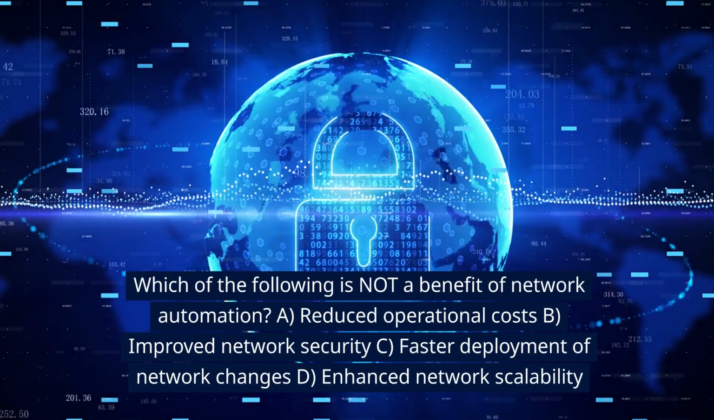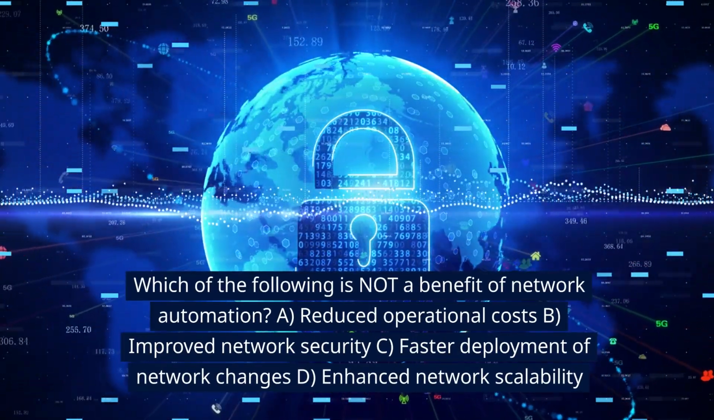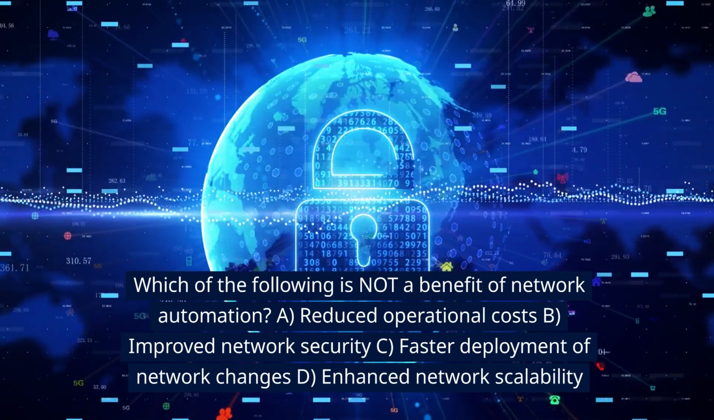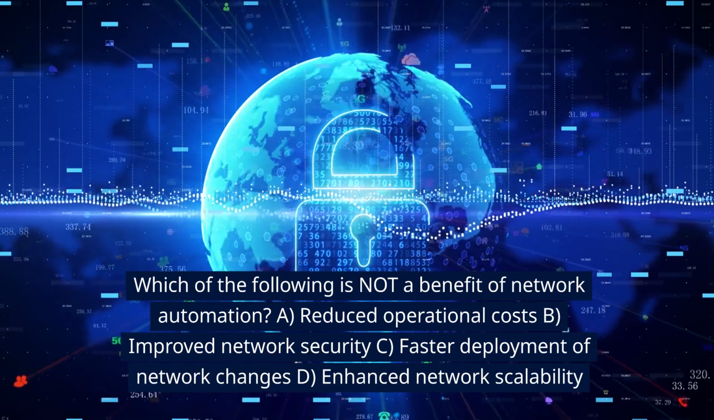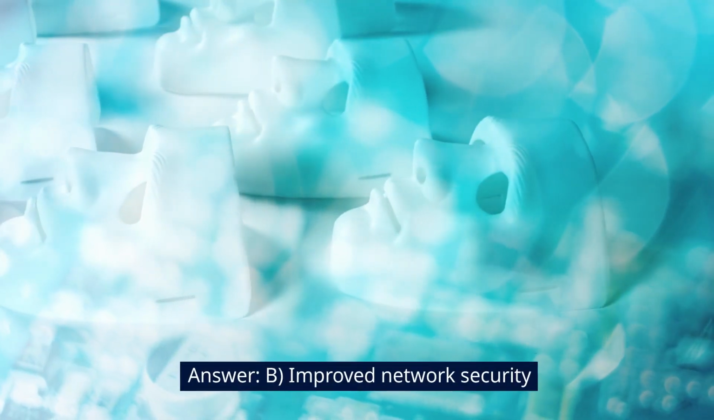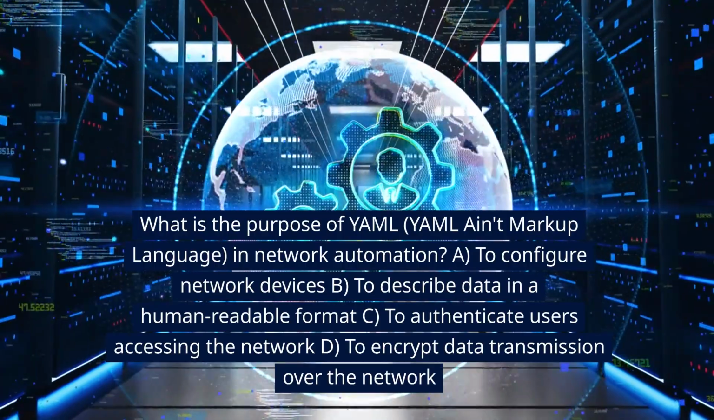Which of the following is not a benefit of network automation? A. Reduced operational costs. B. Improved network security. C. Faster deployment of network changes. D. Enhanced network scalability. Answer: B. Improved network security.